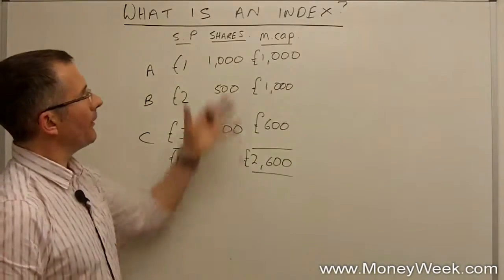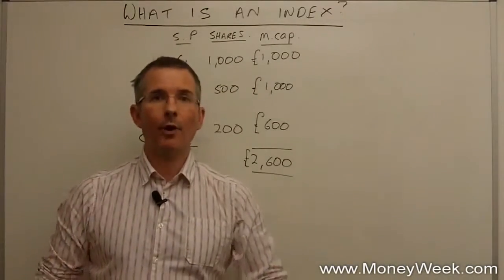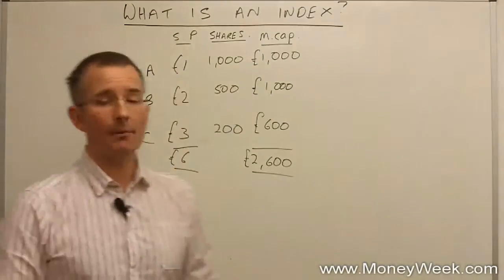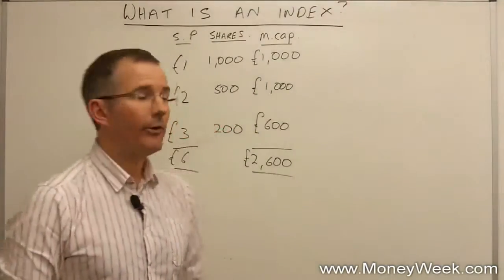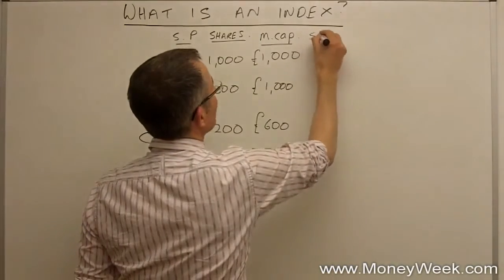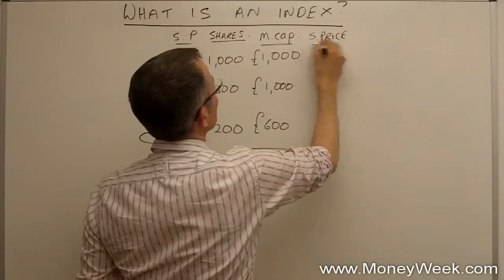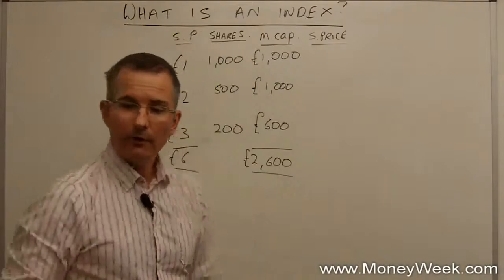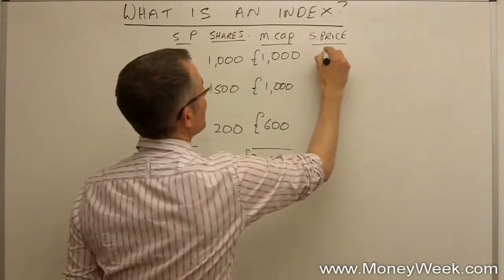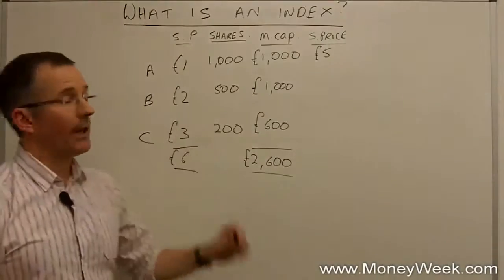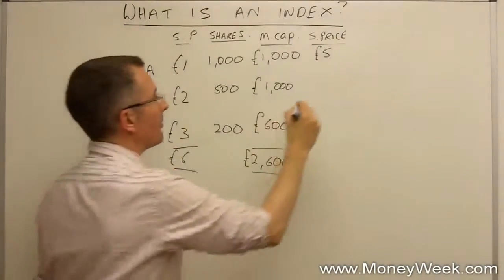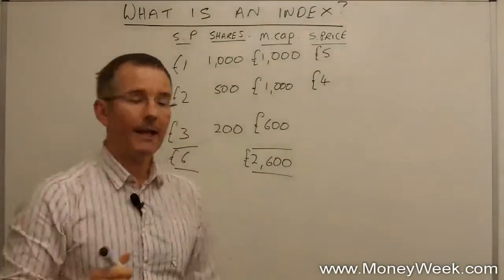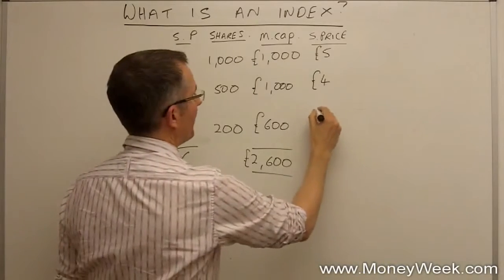Well, let's move things on 12 months. What's happened? Let's assume none of these companies have issued any more shares, but the share prices have changed. A year later, the share prices were £1, £2 and £3. Let's say Company A has had a tremendous year, and its share price is now £5. Company B, not a bad year, share price has doubled to £4. And Company C has had a less successful year, and the share price has dropped to £1.